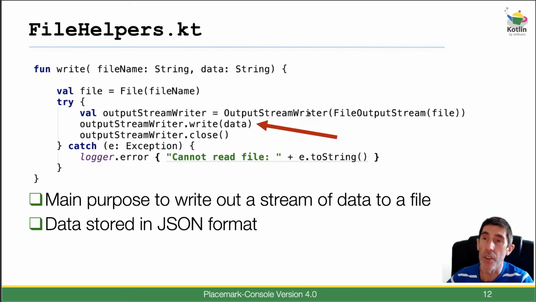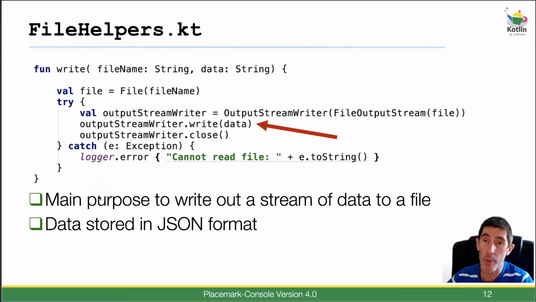So we create our file output stream and a writer based on the file, so we literally attach the string to the file. We write out all the data in one go, which is that one string. We just make sure we close the stream to flush it out so that all the data is stored correctly, and that's it. That's our write.